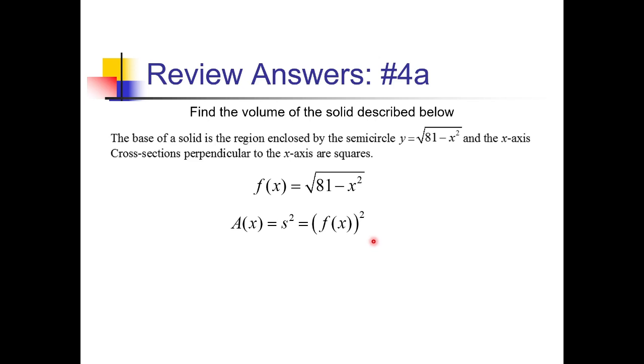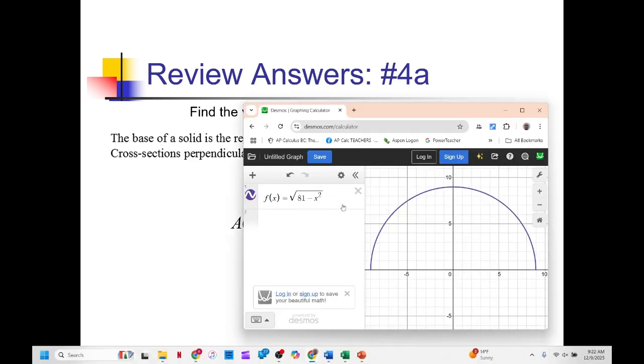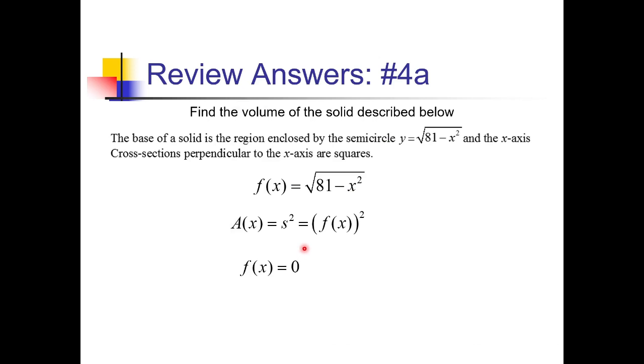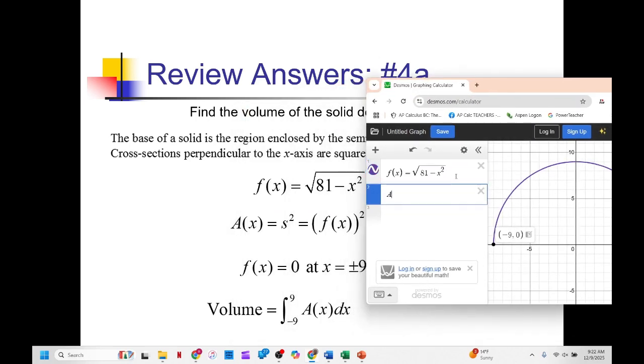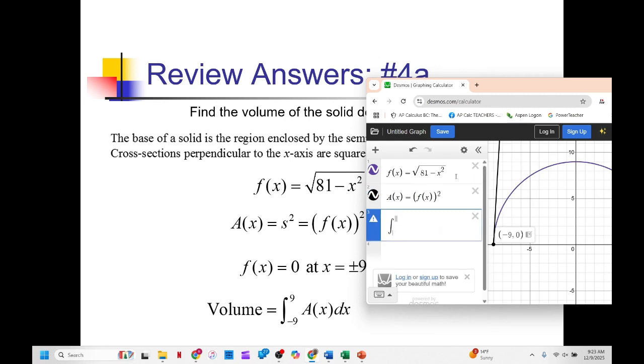I need my limits of integration. That's where this semicircle is hitting the x-axis, and that's happening at -9 and +9. So f of x equals 0 at plus or minus 9. So I will need the integral from -9 to +9 of this a of x dx that I just wrote. Let me do that on the calculator. A of x equals f of x squared, and then we need the integral from -9 to 9 of a of x dx. It comes out to exactly 972.